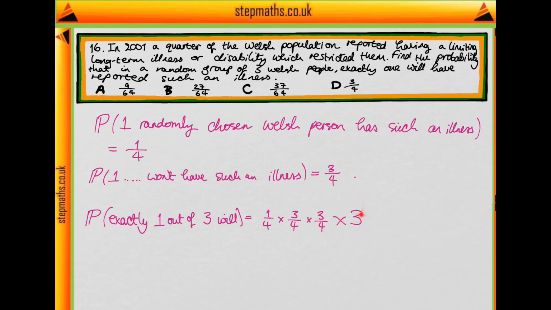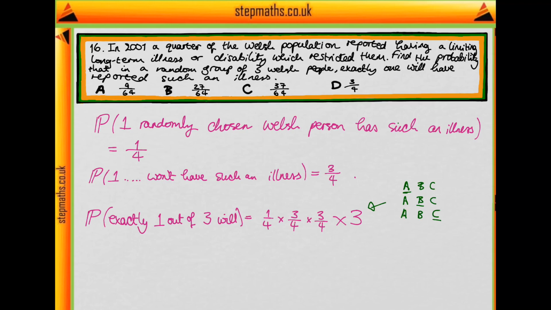You may be wondering where this 3 comes in. Well, this is the different combinations that we could have. So we could have the first person is ill and the other 2 aren't. We could have the first person isn't ill, the second person is ill, and the third person isn't. Or we could have the first 2 people aren't ill and the third person is. So there are 3 different possible combinations we could have, and we need to consider all of these, which is why we multiplied by the 3.